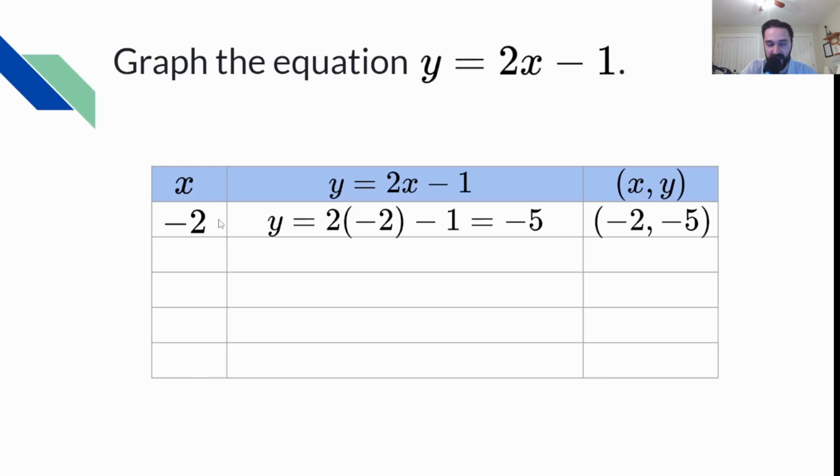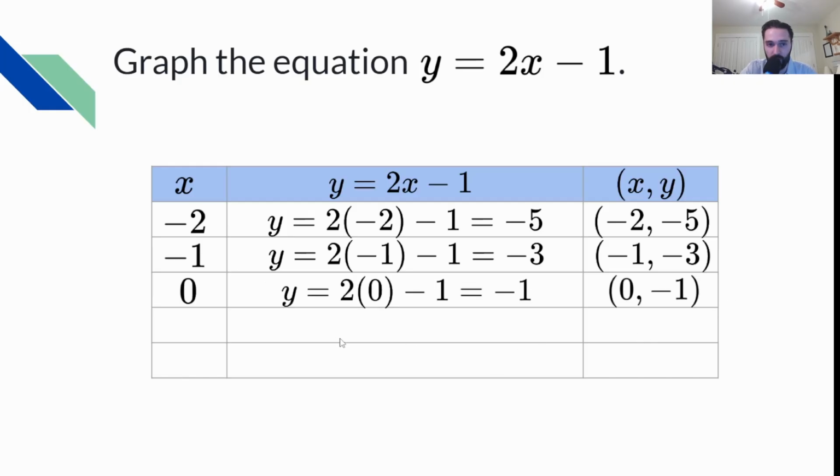If we plug in x equals -2, we get 2 times -2 minus 1, so y equals -4 minus 1, which is -5. We take that number, -2, and this number, -5, and put them together in an ordered pair. That's our first point. If we plug in x equals -1, we'll get y equals -3, so we have -1 comma -3. If we plug in x equals 0, we'll get y equals -1. So this is another point.